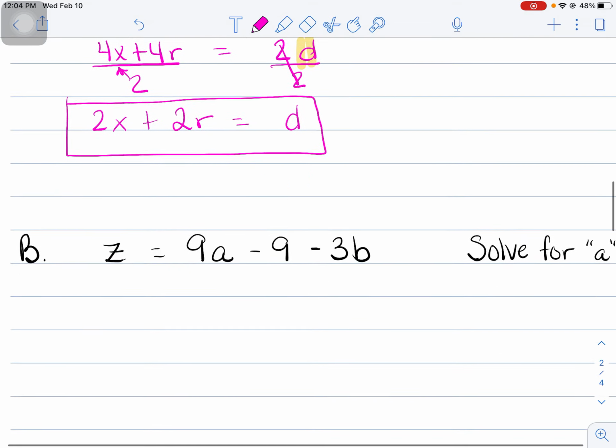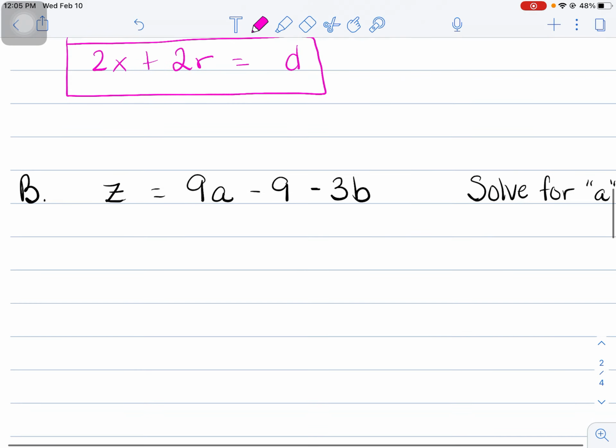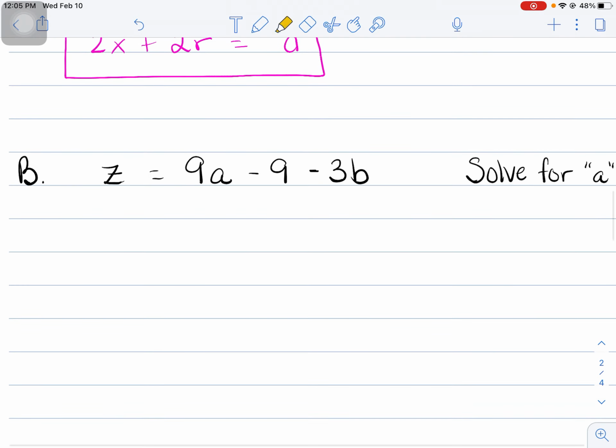All right, let's try B. B, we're solving for A. So I'm going to highlight A, and I'm going to get everything I can away from A first. So minus 9, and I'm going to go ahead and take that 3b, plus 9 and plus 3b, and I'm going to move them over. So plus 9 plus 3b.